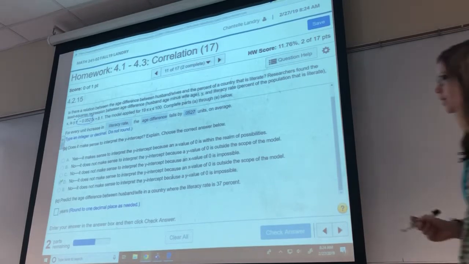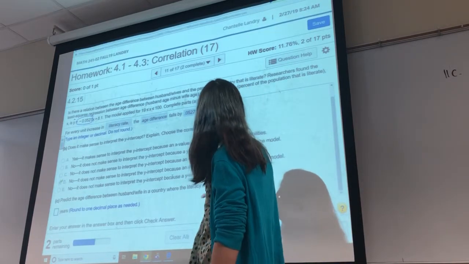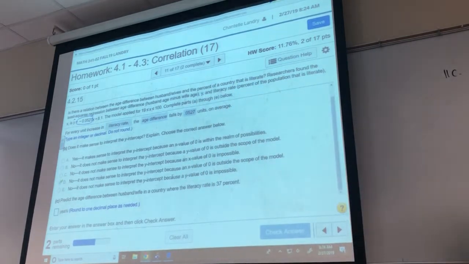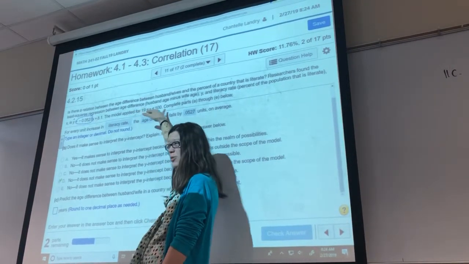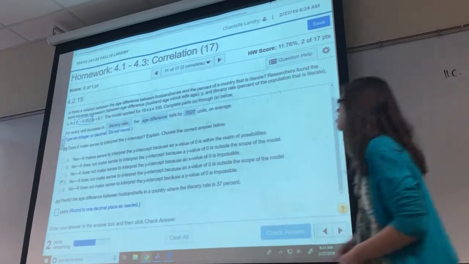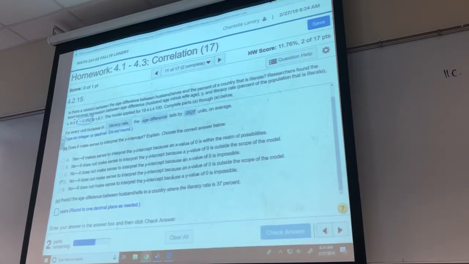So we're predicting it where there's a 37% literacy rate. So in that case, our x is 37. Just to double check, that falls in our interval right here, so it's okay to use x equals 37. If they asked us to use something like x equals 12, we couldn't do that because that's not in our interval. But this is in our interval, so we can go ahead and plug this in. So we'll get y hat equals negative 0.0527 times 37 plus 8.1.